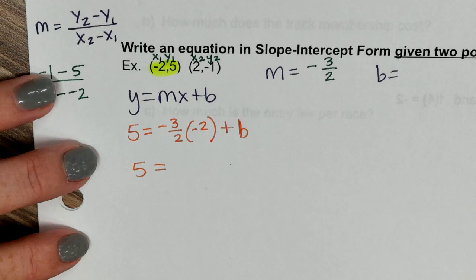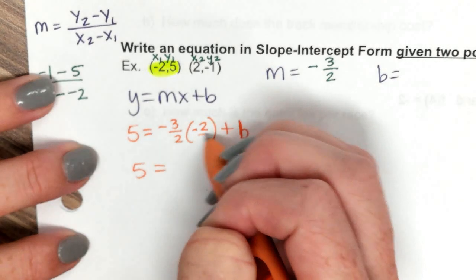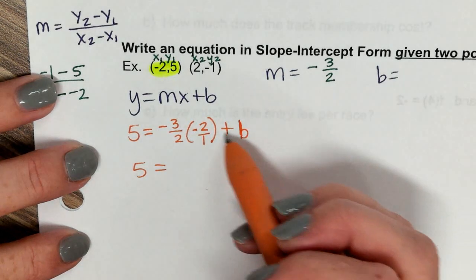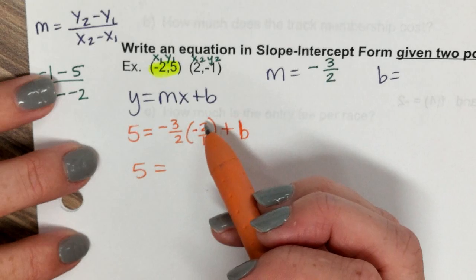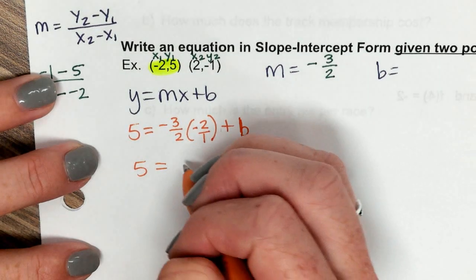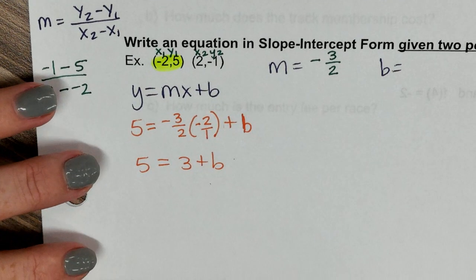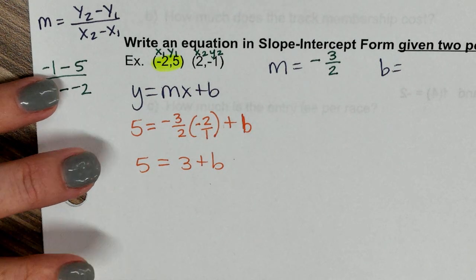Isn't that just 3, negative 3/2 times negative 2? Y'all know if you multiply straight across, the 2 becomes over 1, right? And don't those just cancel out right there? It's negative 3 over negative 1, which is 3. So 3 plus b. If y'all don't know how to multiply fractions, just put it in your calculator.